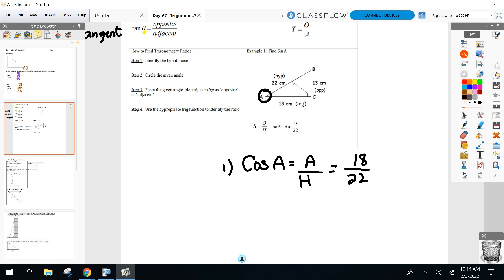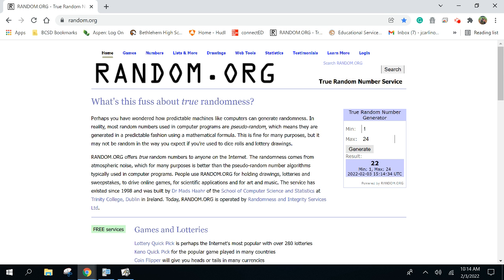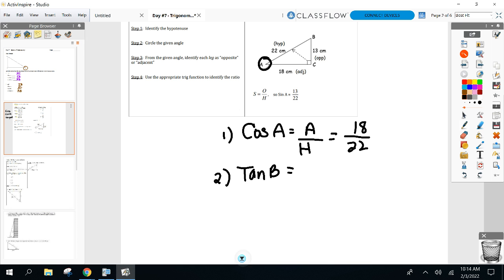All right, let me change it up. Ready? Find me the tangent ratio for angle B. So I go back to SOH CAH TOA. What's tangent equal to? What's the tangent ratio? What sides represent the tangent ratio? Opposite and adjacent. Opposite over adjacent. Yep. Now we're looking from angle B. Look at angle B, everybody, and find the opposite and adjacent side. And you got your ratio.